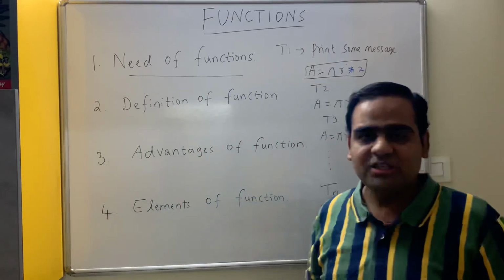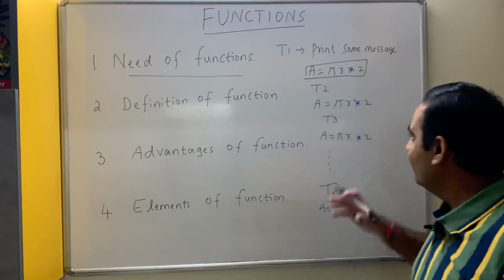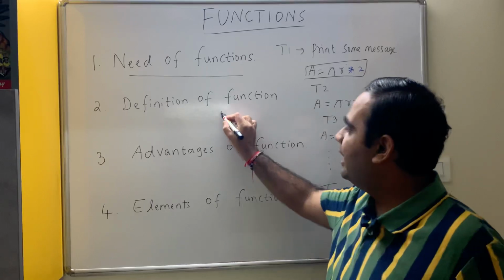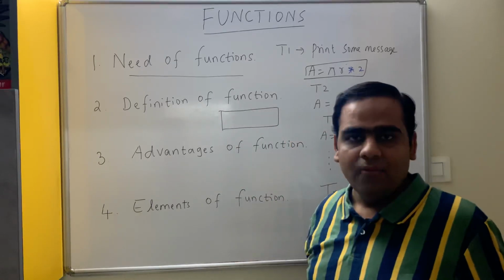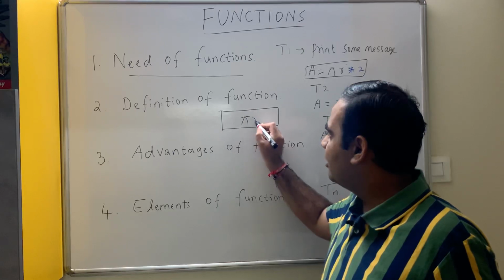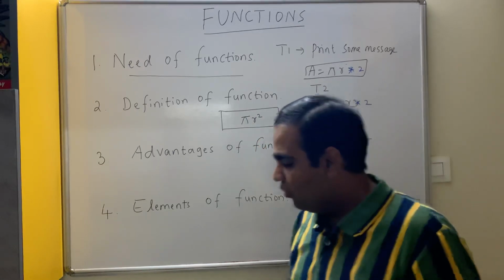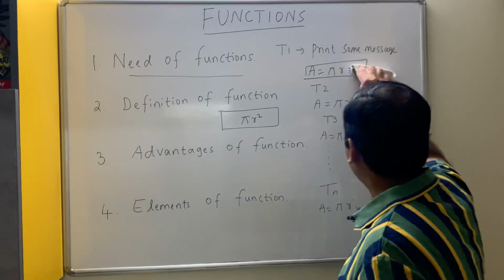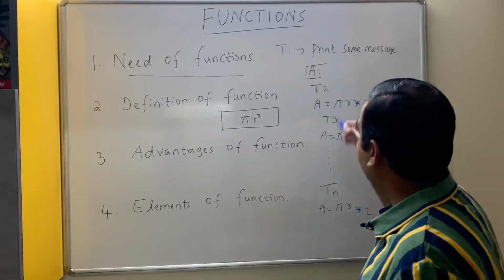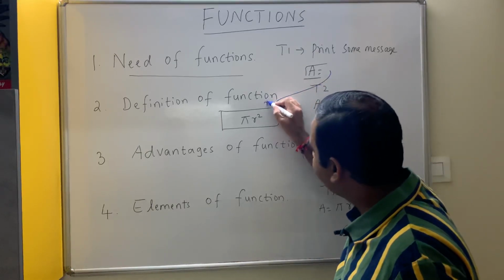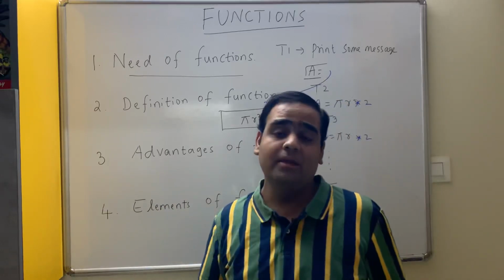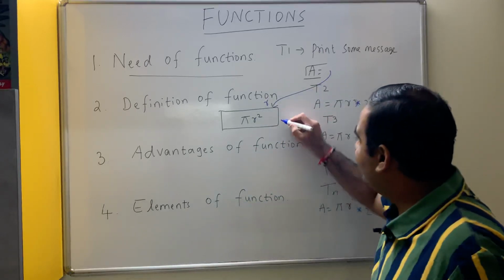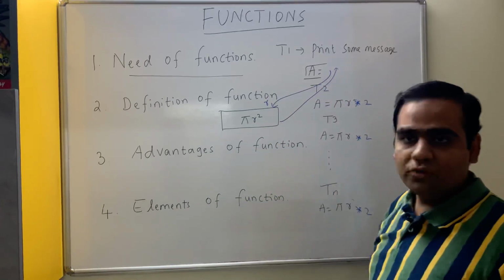Therefore, whenever a functionality is repeated n number of times, we can take away this functionality and write it in a box, a black box. What can I write here? I can say pi r square. Now, whenever I want to find the area of circle, I do not compute it here. Rather, I take the radius, give it to this black box. This black box will compute the area for us. How it computes, it need not bother us, and it will give the area back, which we will store.